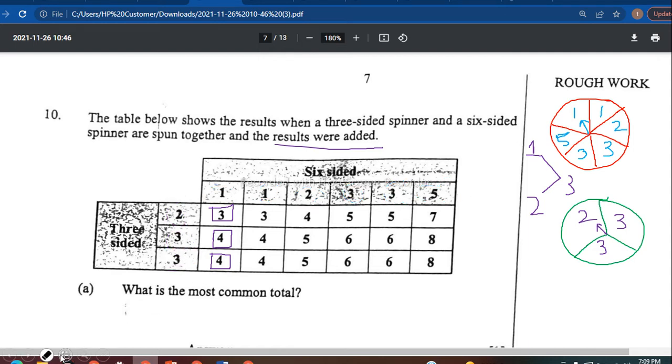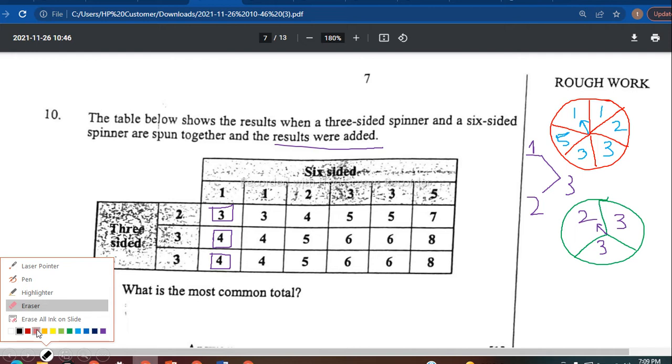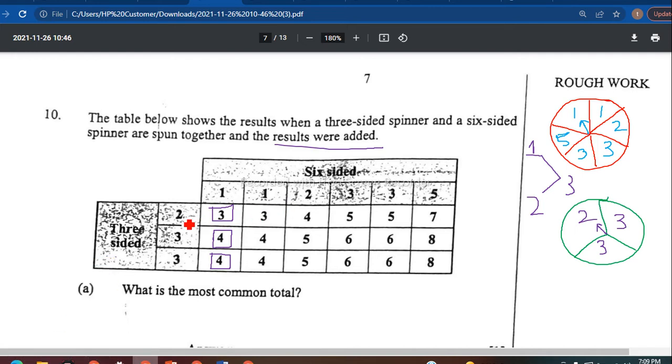And if we had 1 for the first spinner and 2 for the second, we would get 3. If we had 2 for the first spinner and 3 for the second spinner, our result would be 5, and so on. I think you get the picture. Do you understand what this is saying, or do I need to explain it some more? You can explain it a bit more.